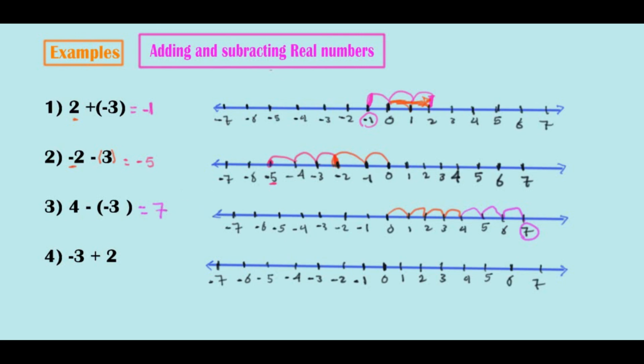Okay, let's take the last one. Here we have negative 3. So I'm going from 0 in the negative direction 3 steps. So here we have negative 3. After that, plus 2. So I'm adding a positive number. Let's go back to our rule: to add a positive number, you have to go to the right way, the positive way. So I'm going to the right from the last point, negative 3. I'm going 1 step, another 1 step. So the answer is negative 1.